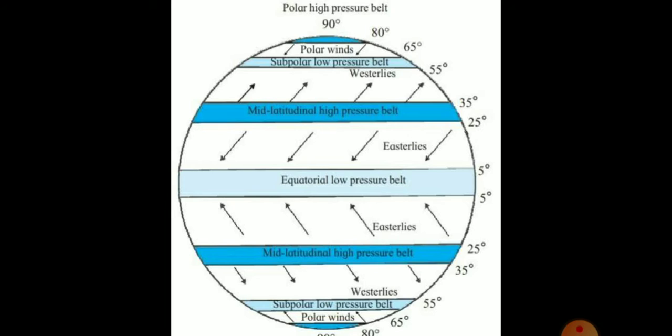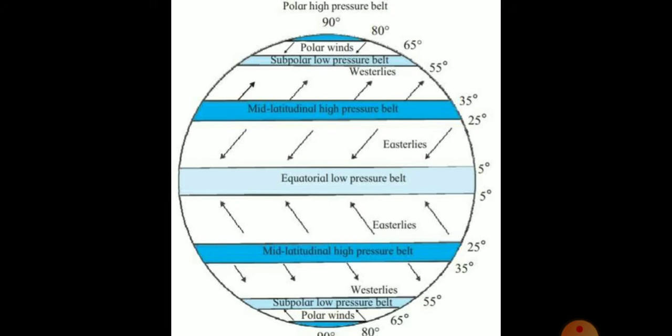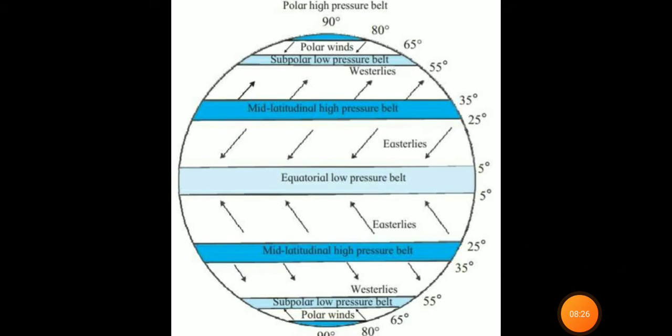Subpolar pressure belt. The subpolar low pressure belts extend between 45° north and the Arctic Circle in the northern hemisphere, and 45° south and the Antarctic Circle in the southern hemisphere. They are known as the North and South Subpolar low pressure belts.